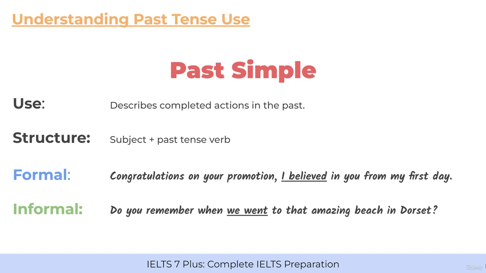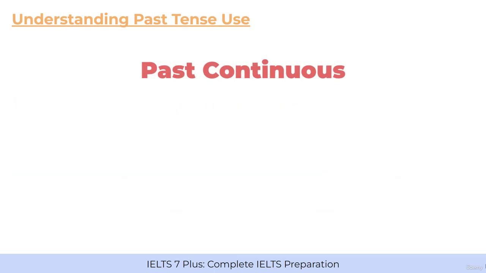Okay, won't say much more on past simple. I'm sure you'll probably be using it within many of your letters. Past continuous describes ongoing actions in the past. So these are completed actions that were ongoing. We're kind of stressing that this action, this event was happening, was continuing for some time in the past.